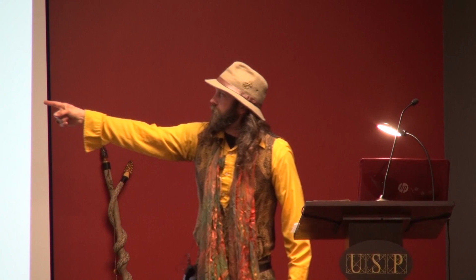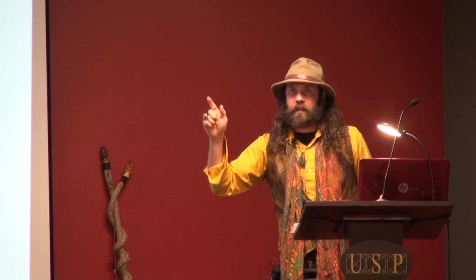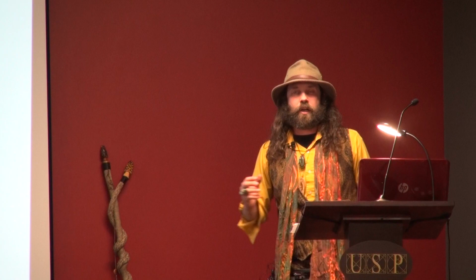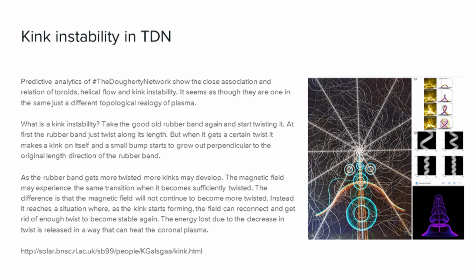So the whole entire thing is the pulsating two-way living universe that Russell was talking about. And these are the systolic type of inertial ingredients. Kink instability in the Dougherty network. And that's what we were just playing with. That is a scientific name, and it has to do with the binding and the winding of the loops that we were playing with.